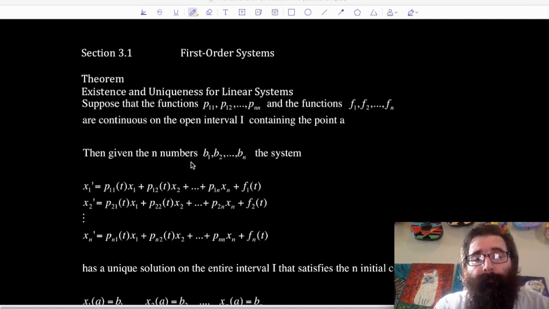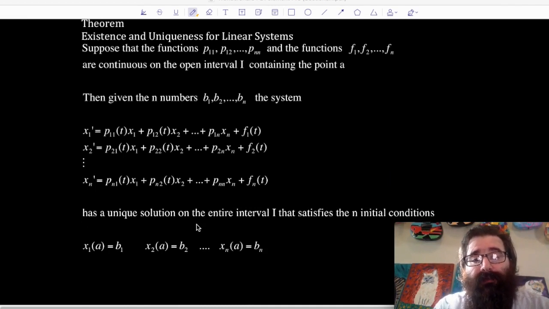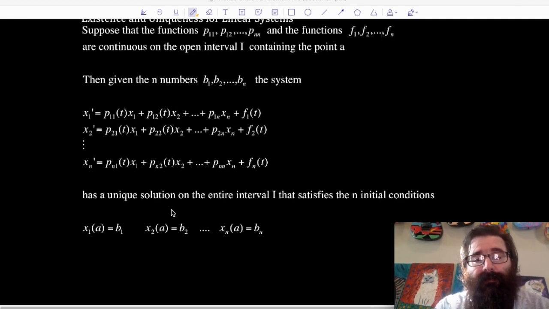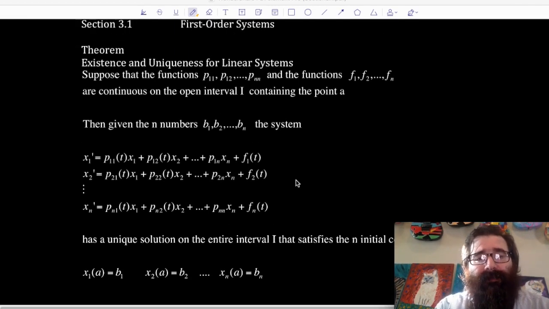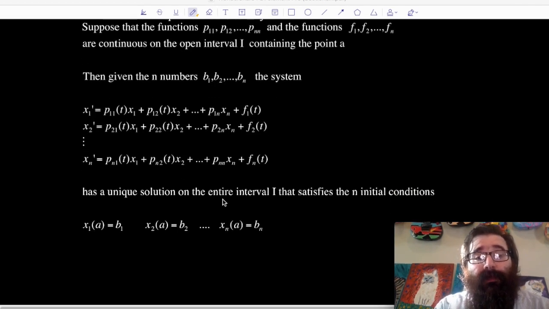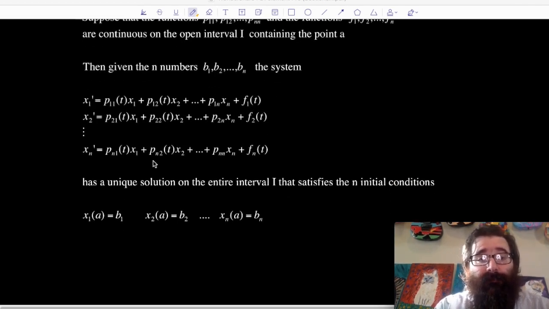Then given the n numbers b sub 1, b sub 2, and so on to b sub n, the system x sub 1 prime equals p sub 1,1 of t times x sub 1 plus, and so forth, through x sub 2 prime through x sub n prime, has a unique solution on the entire interval I that satisfies the n initial conditions given by x sub 1 at a equals b sub 1, x sub 2 at a equals b sub 2, and so on, x sub n at a equals b sub n. So that is the existence and uniqueness for a solution to systems of first order differential equations.